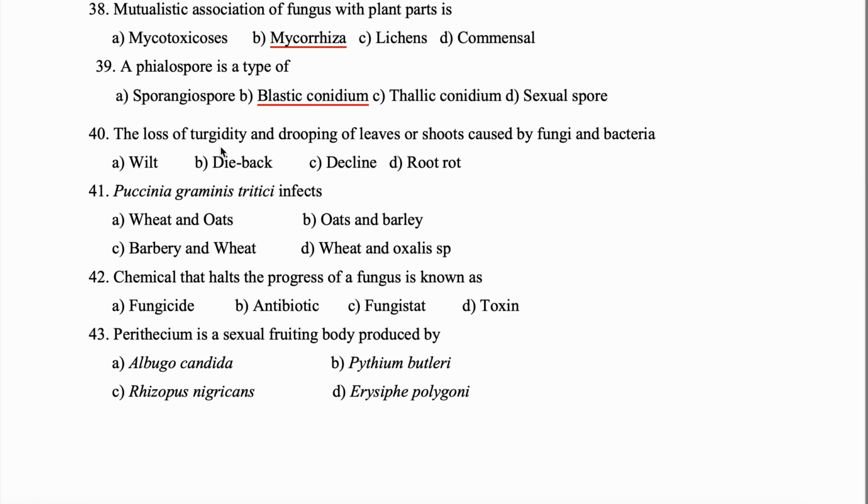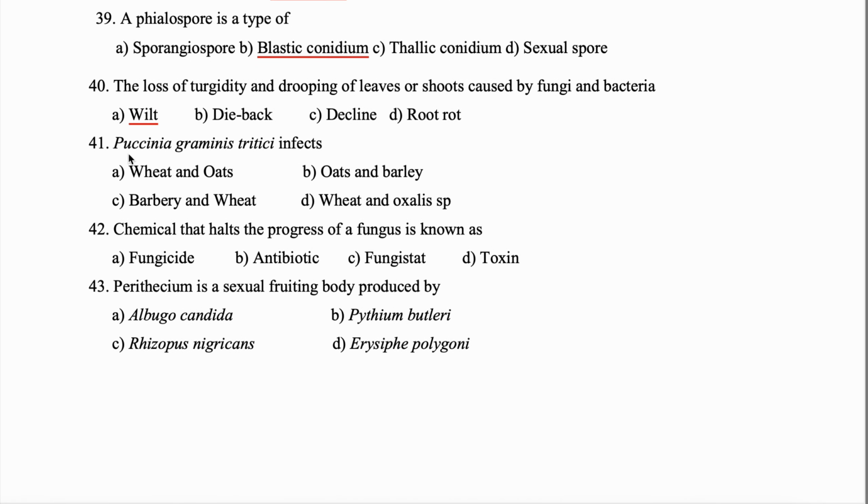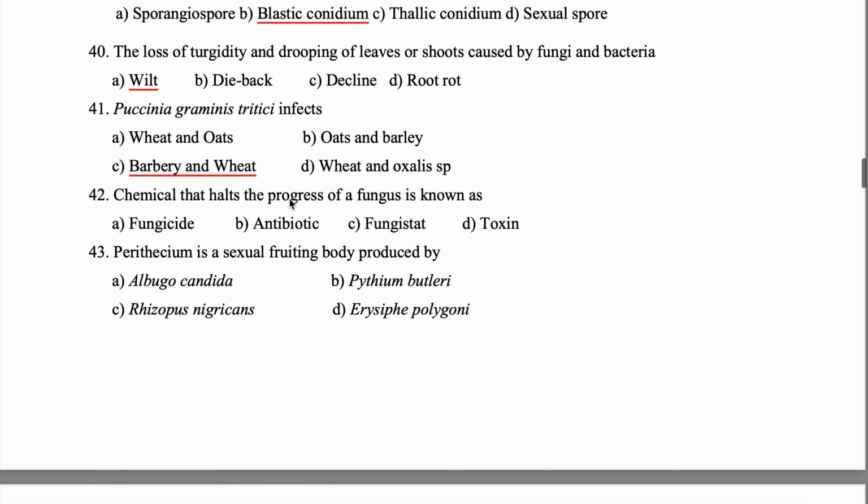Next, the loss of turgidity and drooping of leaves or shoots caused by fungi and bacteria. It is wilting disease, right? Question 41. Puccinia graminis tritici. It infects wheat and barberry. Wheat is the primary host, barberry is the alternate host.